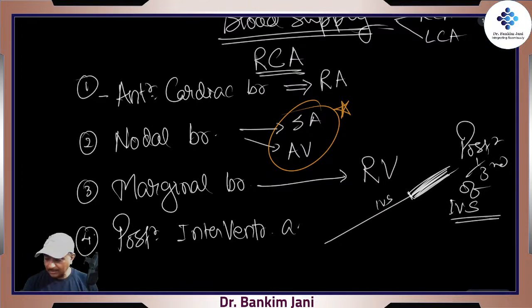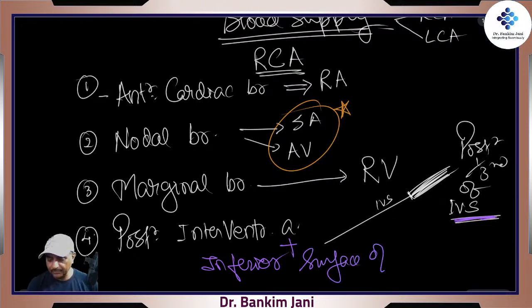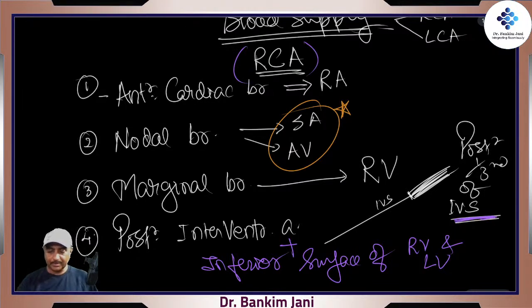And what about other things? Let's change the color and put it as plus. It supplies the posterior 1/3 of the interventricular septum, plus it goes underneath, so that's where it supplies the inferior surface of the right ventricle and left ventricle, the base. So this is the blood supply of the heart by the right coronary artery.